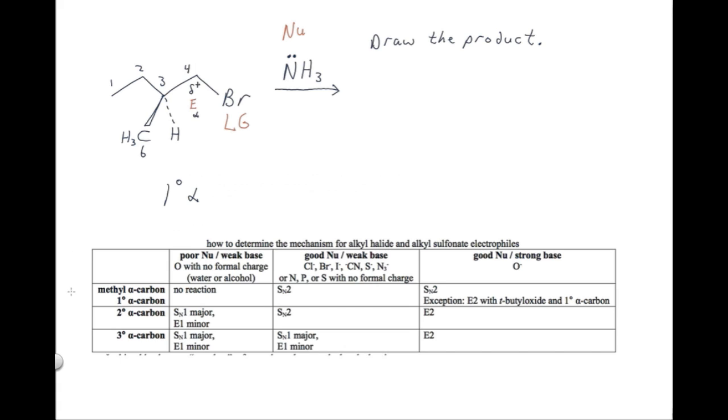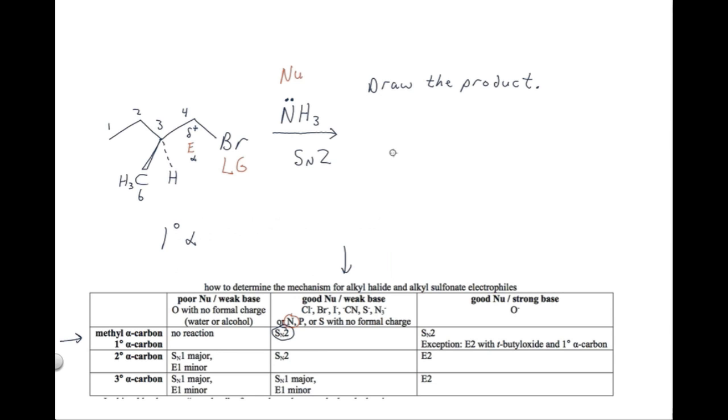So we expect to use the top row of the table for primary alpha carbons. Our nucleophile is the neutral nitrogen. Well, here is neutral nitrogen in the middle column of our table. Middle column, top row, the table predicts an SN2 reaction. Make sure you write down the name of the mechanism.